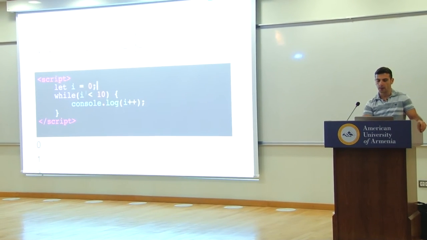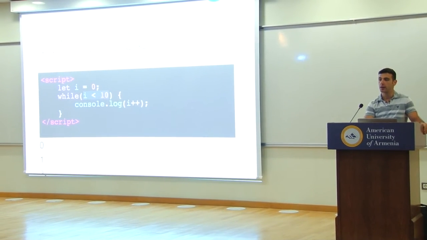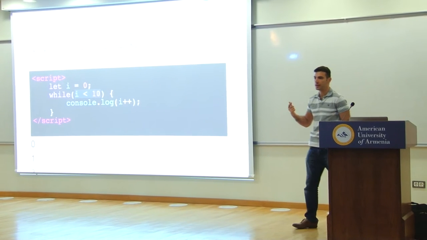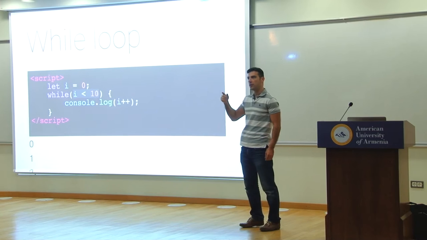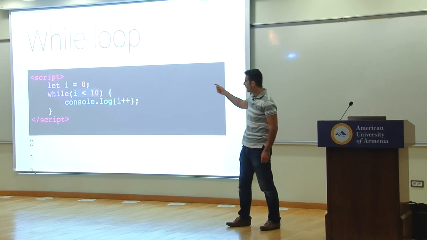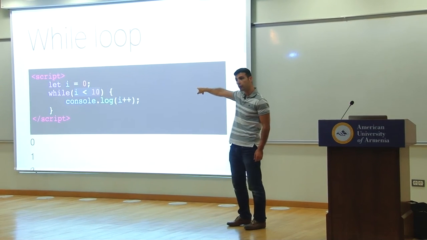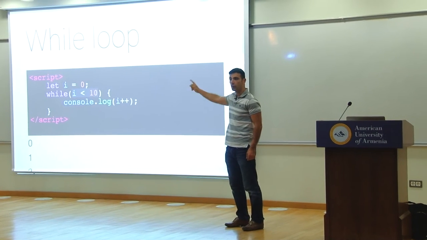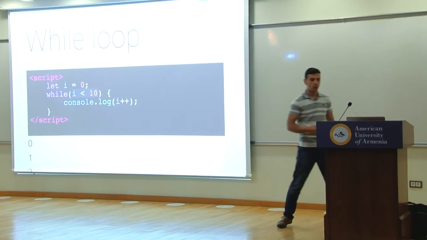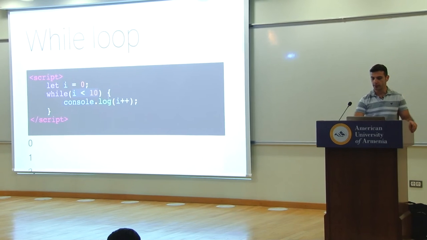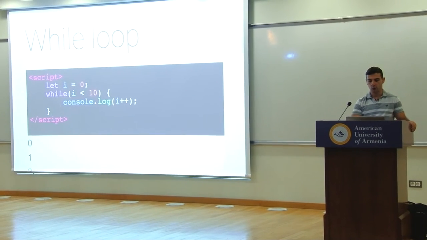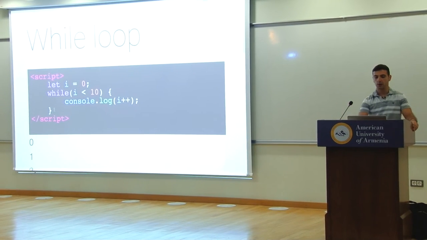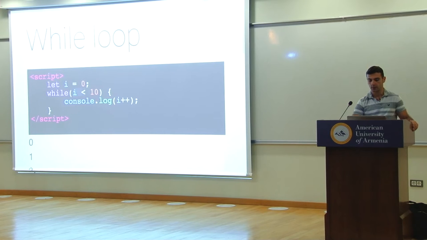You say while, and you specify the condition within that. Actually, not the termination condition. That is to say, as long as that is true or truthy, the cycle will happen. And what is the cycle? Well, the cycle is any code that you put inside of these two blocks. Any code that I put between this and this will repeat as long as this expression here is truthy.